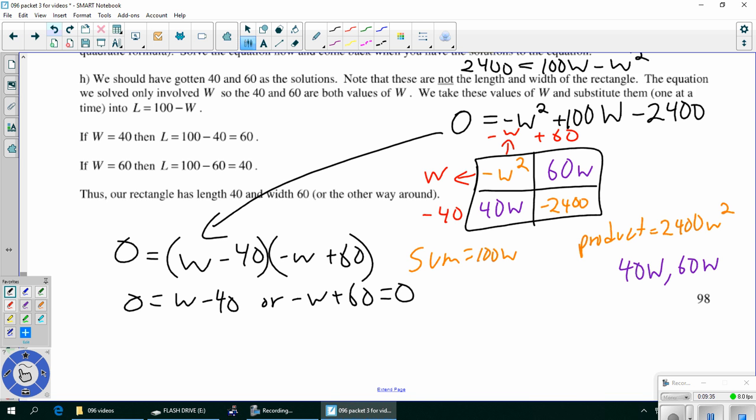And then we solve these equations for W, so we'll add 40 to both sides here. In the other equation, I like to add W to both sides. That way you get positive W. And we get W equals 40 and W equals 60.